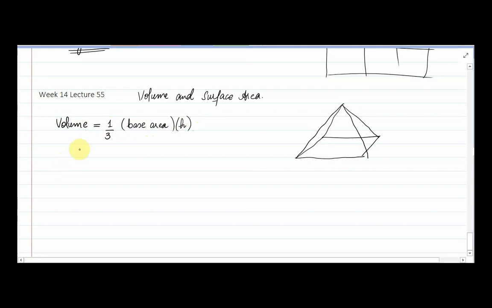Keep in mind, and I'm just writing it down, for the volume of a pyramid, base area is not fixed. By fixed I mean that it may change according to the question.